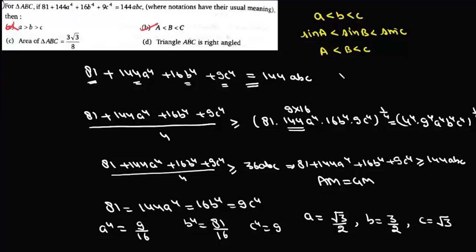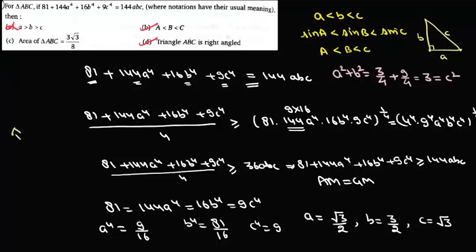Now if we look at a square plus b square, there will be 3 by 4 plus 9 by 4. Now this is 12 by 4, which is 3, and which is c square. That means triangle ABC is a right angle triangle. So option D is also correct. So this triangle ABC is a right angle triangle, and these sides are a and b and the hypotenuse is c.